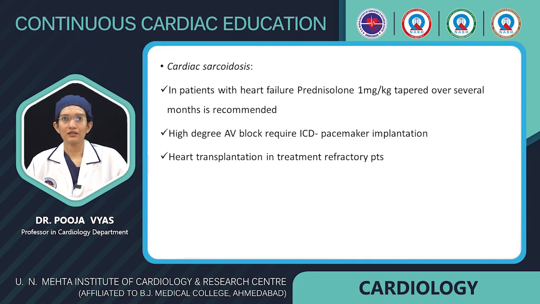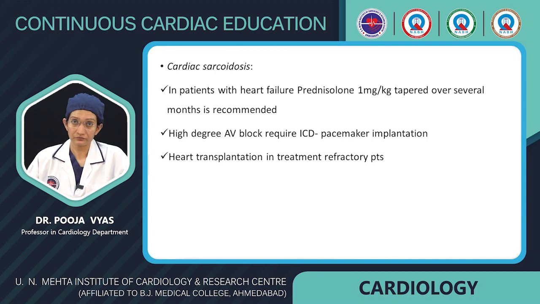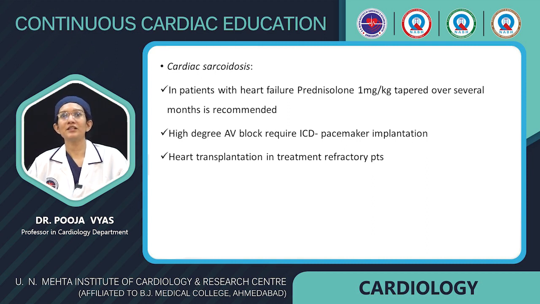In patients with cardiac sarcoidosis, we should give prednisolone 1 milligram per kilogram, and that should be tapered over several months. And if the patient has high-grade AV block, then the patient may require ICD implantation. And heart transplantation should be considered in patients who are refractory to this treatment.